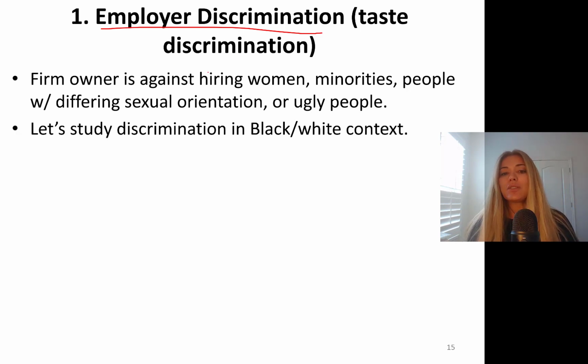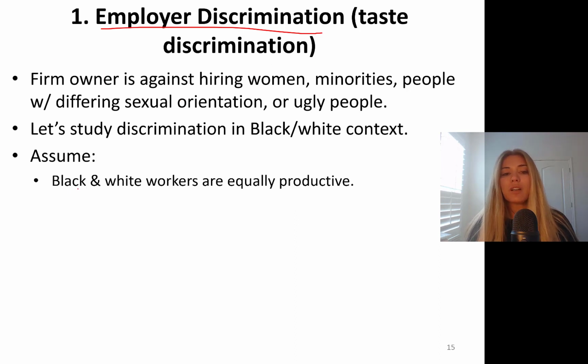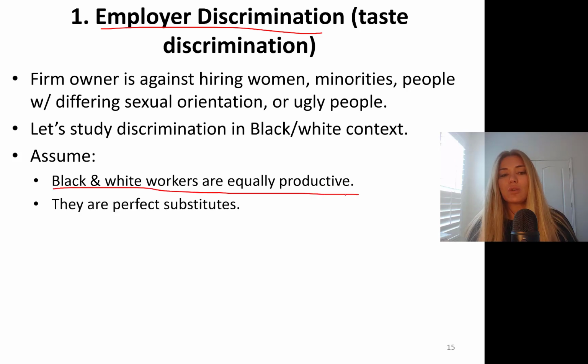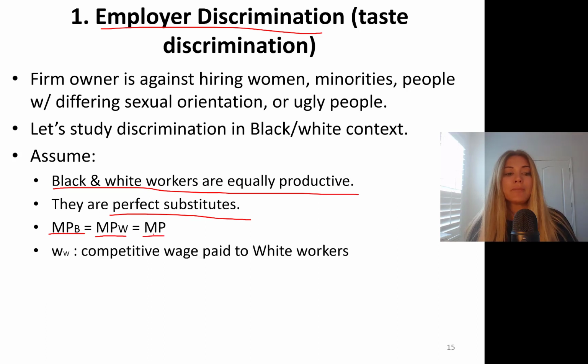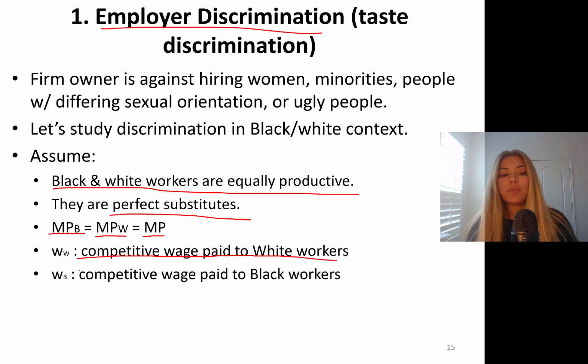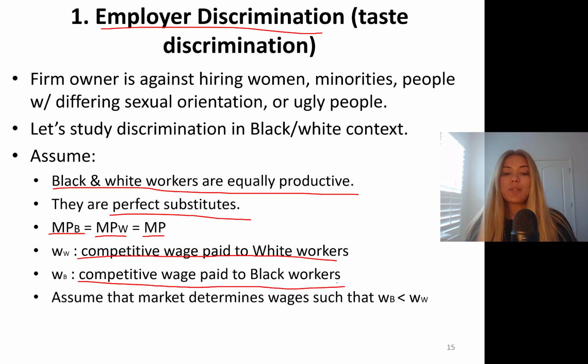So let's study discrimination in the black and white worker context. We're going to assume black and white workers are equally productive, so they are perfect substitutes. The marginal product of a black worker is exactly equal to the marginal product of a white worker, and MP is the marginal product. WW is the competitive wage paid to white workers. WB is the competitive market wage paid to black workers. Assume that the market determines the wages such that the black wage rate is less than the white wage rate. And this is a fact, right, from our statistical results.